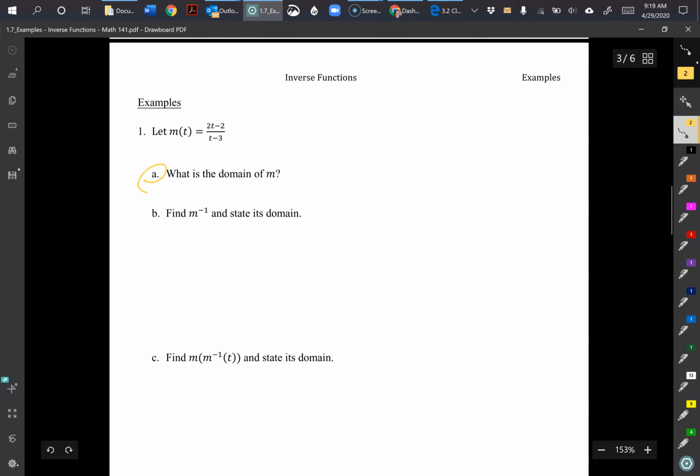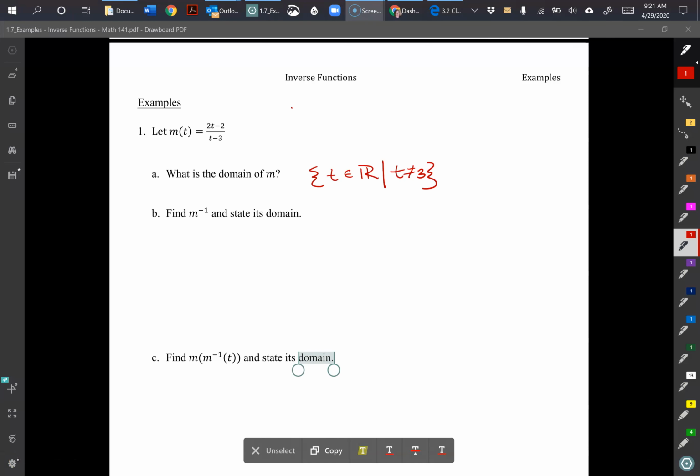I know you can probably figure out the domain, so try to do that on your own. Just pause for a sec and jot that down. So basically it's t not equal to 3, but I just wrote it a little fancier in set notation, but it's fine just to jot down not equal to 3.